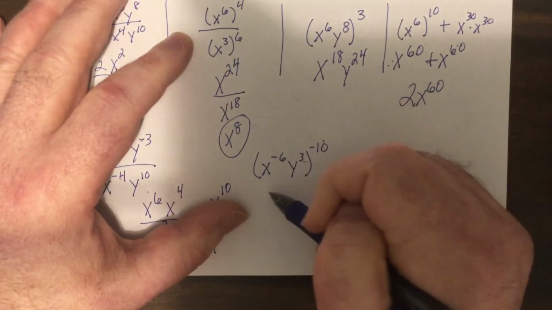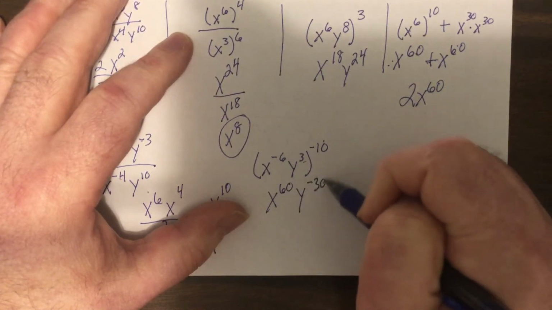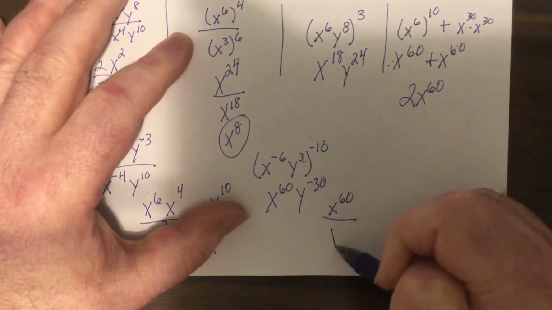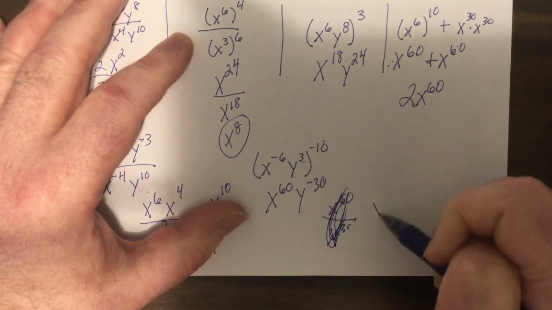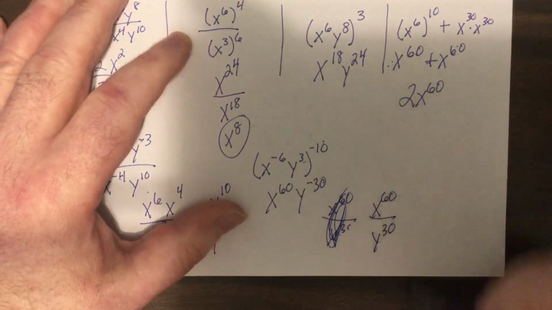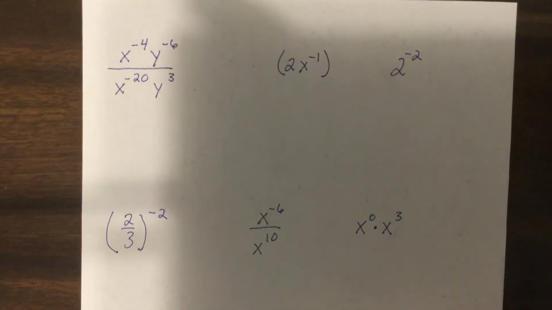Product to a power, bring to power, x to the 60, y to the negative 30. But negative power, bring it on down. Oh, I messed up. I put x when it's a y. I apologize. Okay. Do 6 more for me, please.